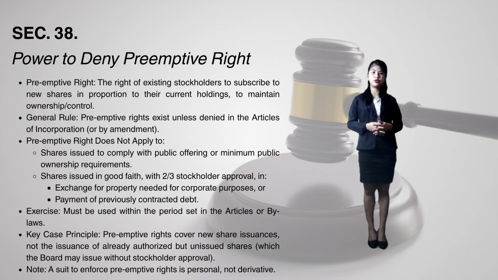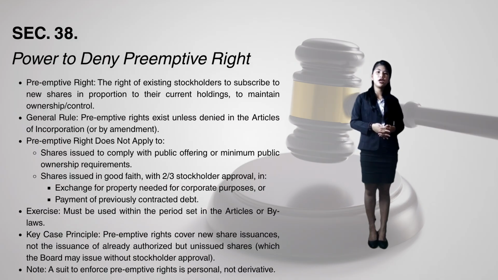Section 38 of the Corporation Code covers the preemptive right, which is the preferential right of the stockholders to subscribe to new shares in proportion to their existing ownership, allowing them to maintain their control. Generally, all stockholders enjoy this right, unless the articles of incorporation expressly deny it. Preemptive rights do not apply to shares issued to comply with public offering or minimum public ownership requirements, or issued in good faith for property exchange or debt payments with two-thirds stockholders' approval. The right must be exercised within the period stated in the articles or bylaws.